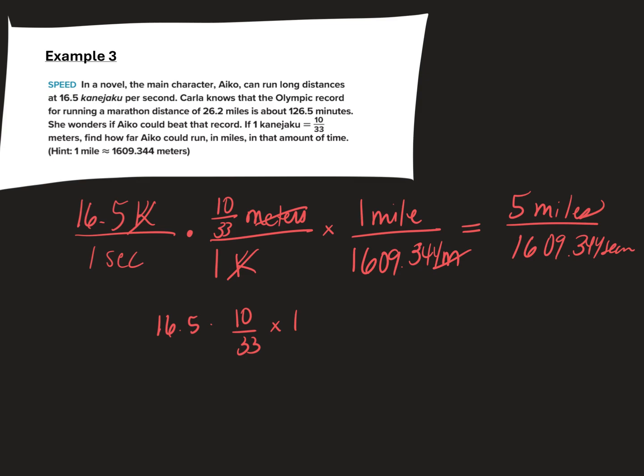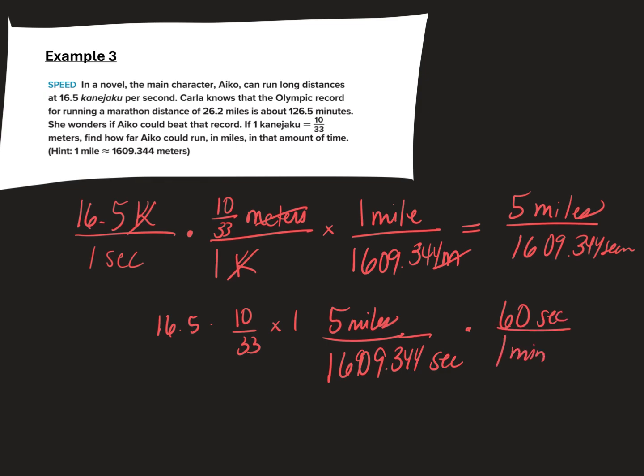And so I'm going to convert that. I'm going to take 5 miles over 1,609.344 seconds. I'm going to multiply it by 60 seconds in 1 minute. And that will give me 300. My seconds units will cancel out. 300 miles in 1,609.344 minutes.